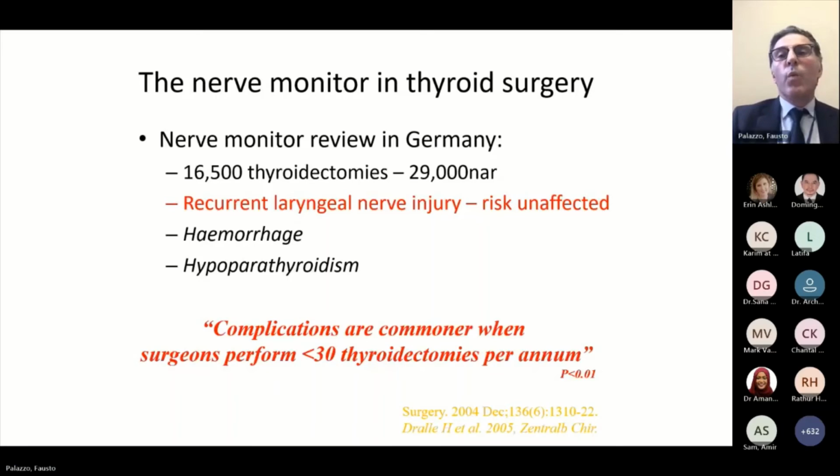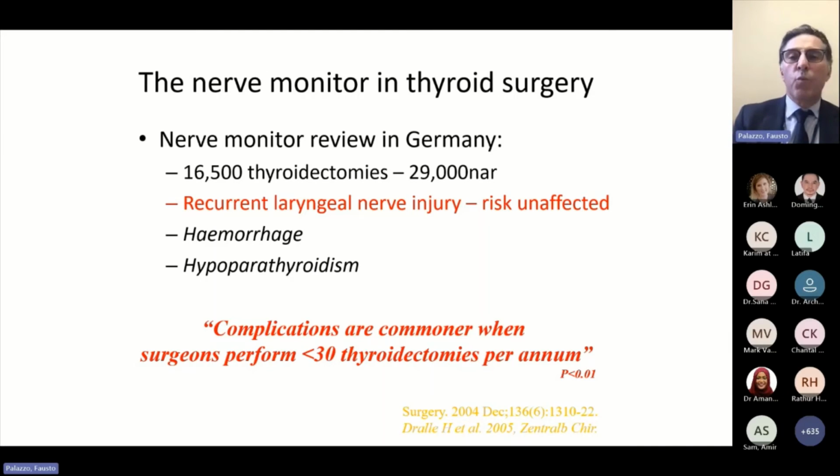So when the nerve monitor came out to try to address this issue of nerve injury, Henning Dralle was a leading surgeon of his day from Halle in Germany, and wanted to demonstrate that the nerve monitor improved outcome. And a cynic would say he was very heavily supported by the industry, who wanted to prove this for their own commercial benefit. So he looked at 16,500 thyroidectomies in Germany. It's 29,000 nerves at risk. So every thyroidectomy has 2 nerves at risk, left and right, if it's a total thyroidectomy, of course.